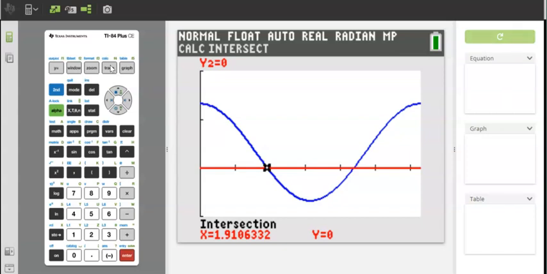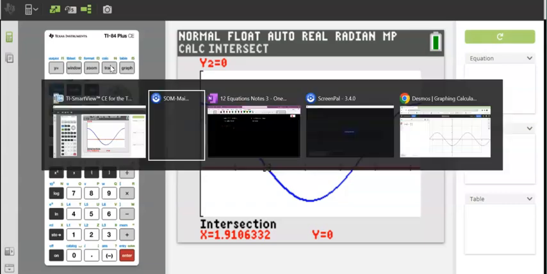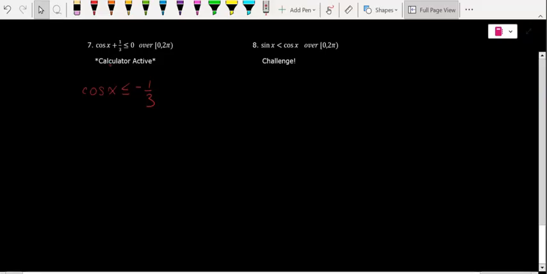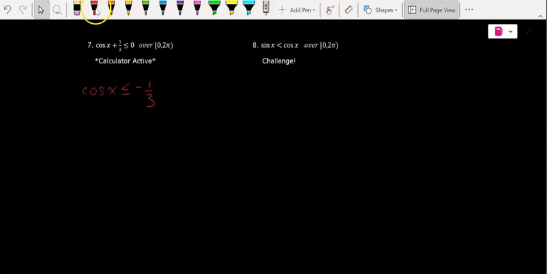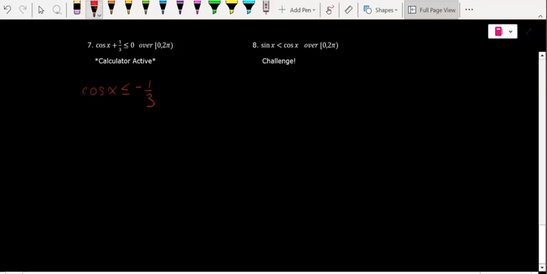That intersection is at x equals 1.9106. So I'm going to do 1.911. So that right there is one of my solutions. So I would have x is equal to 1.